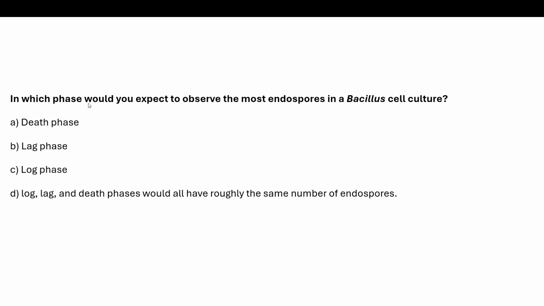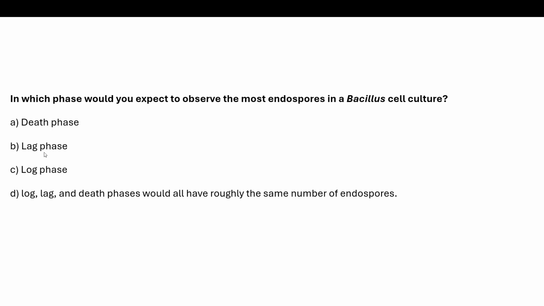Now, in which phase would you expect to observe the most endospores in a bacillus cell culture? Would it be the death phase, lag phase, log phase, or lag, log, and death phases would all have roughly the same number of endospores. Usually, endospore formation is something the bacterial cells do during any unfavorable conditions or under any stress conditions or nutrient limiting conditions. Okay, so log phase, they are happily dividing.